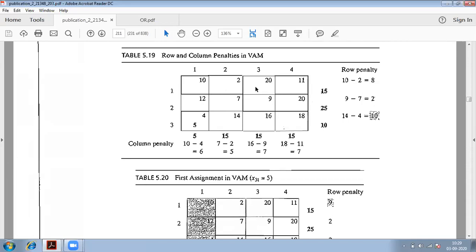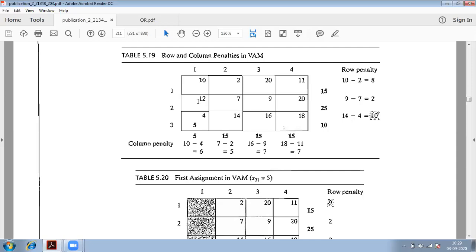Among these, in the first row, you have to identify the penalty. So first minimum, second minimum: 10 minus 2 is 8, the penalty. Here, first minimum, second minimum: 9 minus 7 is 2. And here, the first minimum is 4 and the second is 14, and therefore 14 minus 4 is 10.